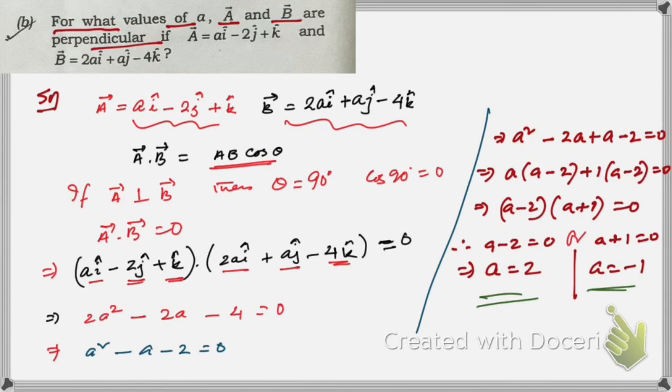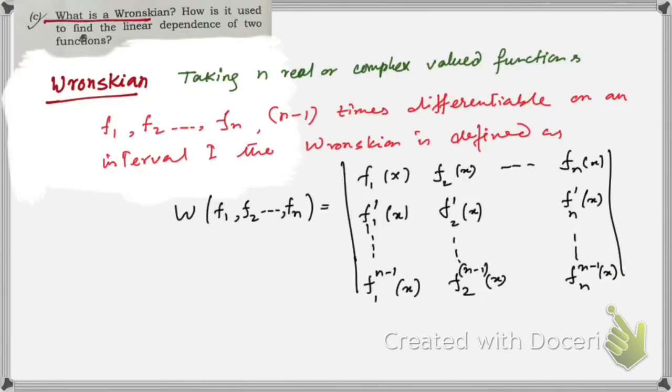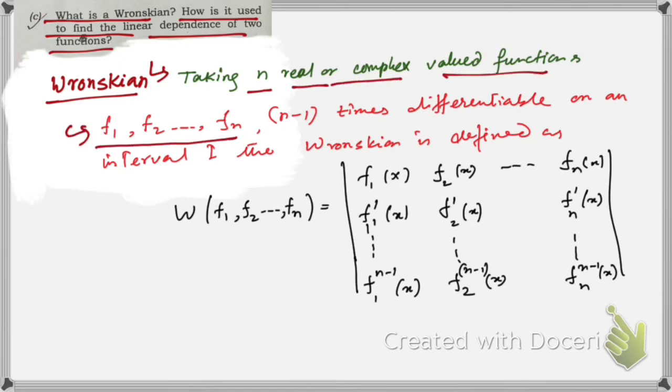Now let's move on to the next question. So this is our next question. What is the Wronskian and how is it used to find linear dependence of two functions? So this is the definition. If you take n real or complex valued functions f1, f2, f3, and so on up to fn, that are n minus 1 times differentiable, so that means if you have taken two functions, then 1 time differentiable. If you have taken 3 functions, then 2 times differentiable on any interval I, then the Wronskian is defined by this determinant.